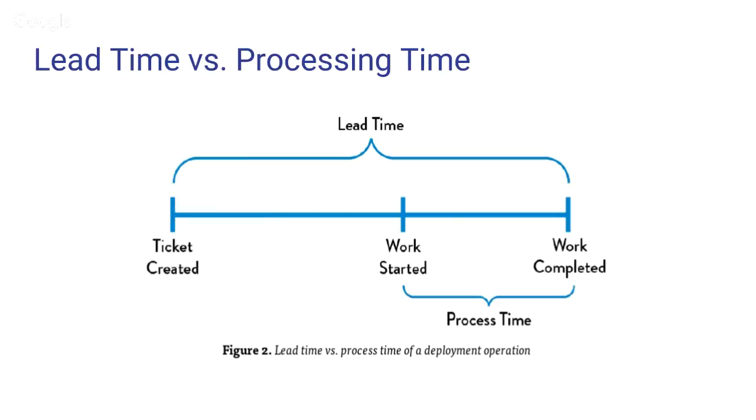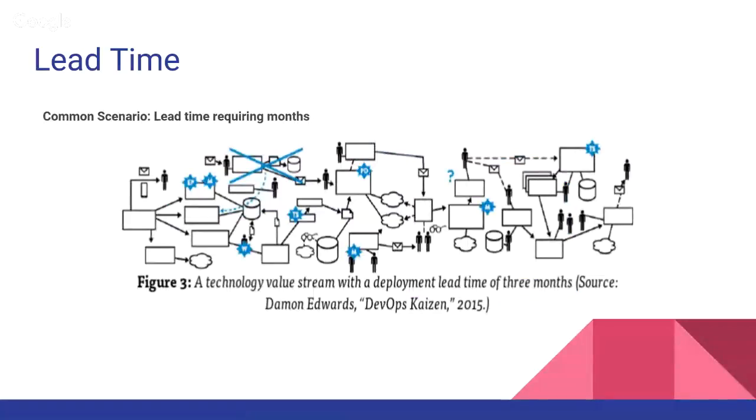The lead time versus processing time. Process time starts only when work begins on the customer's request specifically, and omits the time that the work is in queue waiting to be processed. Lead time clock starts when the request is made and ends when it is fulfilled. This is a scenario of lead time requiring months. Lead time is what the customer experiences. Typically, the focus is on lead time instead of on process time.